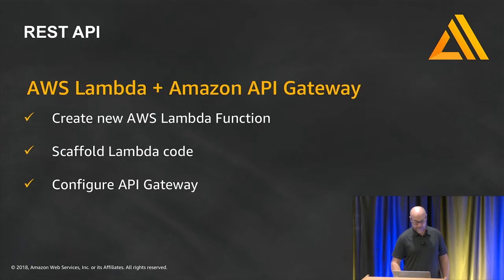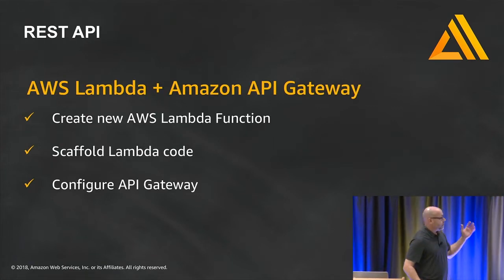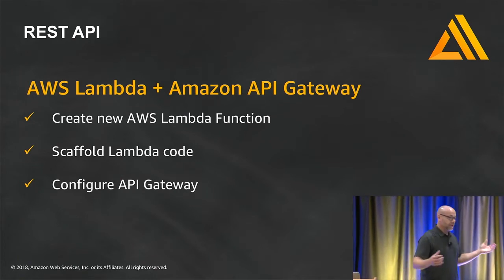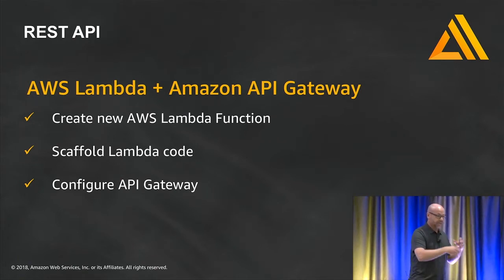So the REST API we talked about allows you to create an AWS Lambda function and an API Gateway. Again, we can go to API Gateway. We could use SAM. We could use any of the templates.